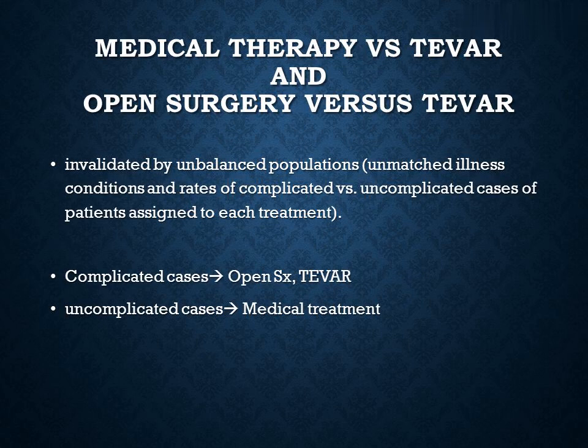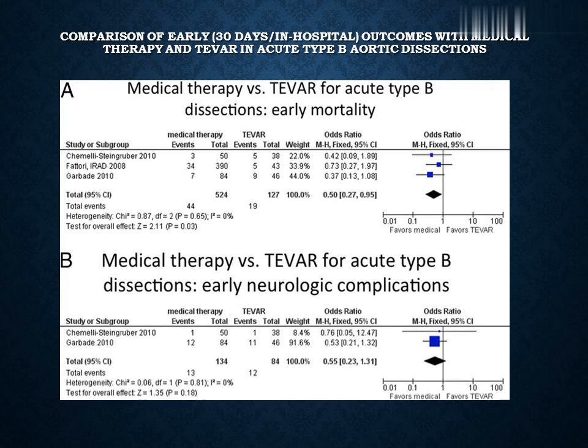Medical therapy versus TEVAR, and open surgery versus TEVAR: comparisons are invalidated by unbalanced populations, unmatched illness conditions, and rates of complicated versus uncomplicated cases of patients assigned to each treatment. Complicated cases: open surgery, TEVAR. Uncomplicated cases: medical treatment. Comparison of early, 30 days or in-hospital, outcomes with medical therapy and TEVAR in acute type B aortic dissections.